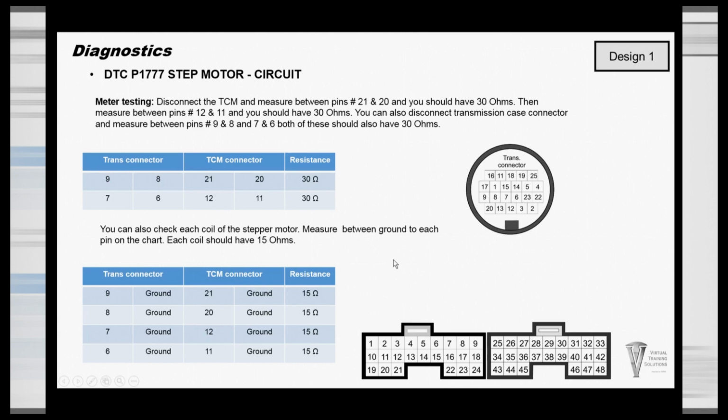Now if you wanted to check each coil, we could go ground to the battery on your meter. In the other one, we test each individual coil. So at the TCM, we test 21 to ground, we should have 15. 20 to ground, you should have 15 ohms. 12 to ground, 15 ohms, and the same with 11 to ground. You can also do this on the case connector. The case connector is kind of small on these and kind of hard to get to. TCM is probably a little bit easier in my opinion.